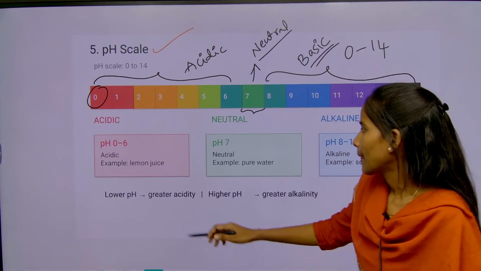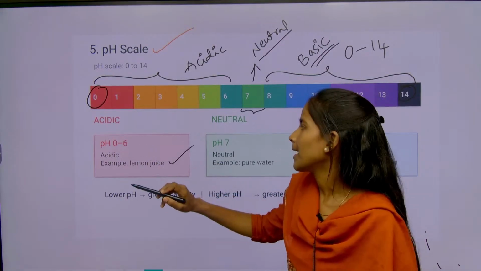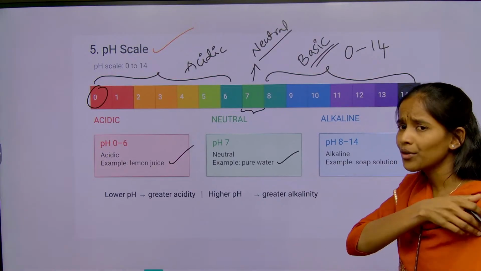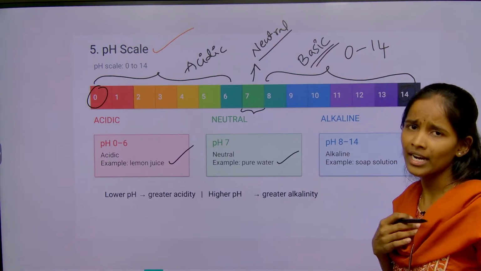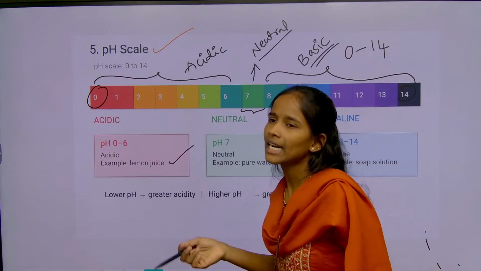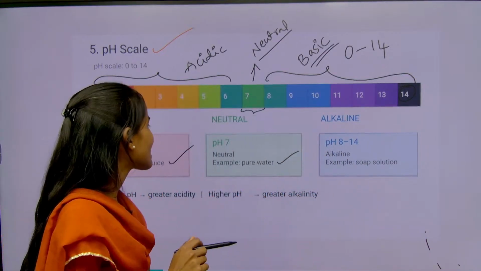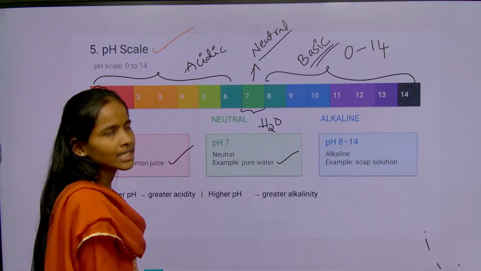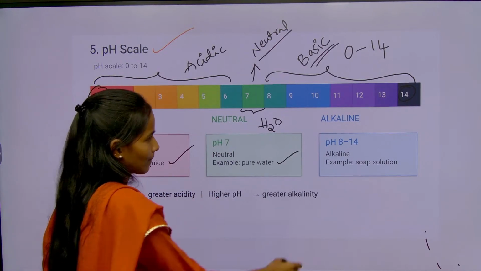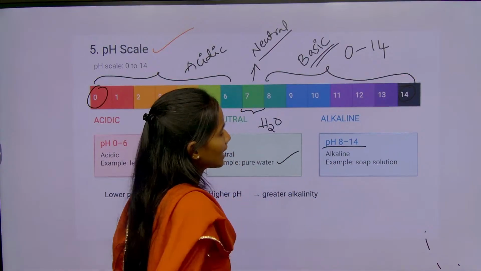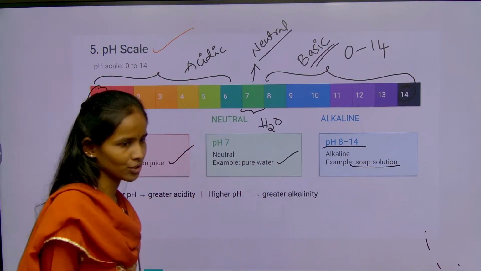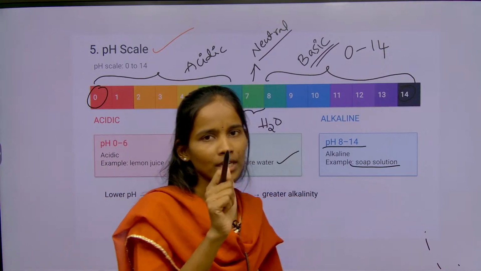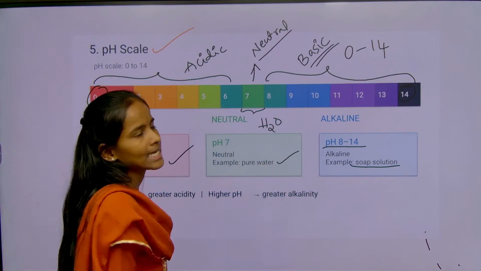Examples I have given: for pH 0 to 6 we get lemon juice, and for neutral, pure water. Pure water means distilled water, which will not contain any minerals. Distilled water means all the minerals are removed, only H2O molecules are there. That distilled water shows pH 7, which is neutral in nature. Next, pH 8 to 14 is alkaline, for example soap solution. Other than soap solution, we can say window cleaners. Those window cleaners are also basic in nature.